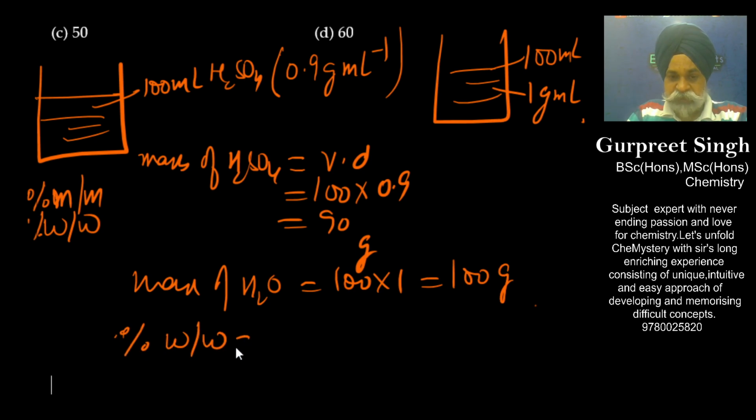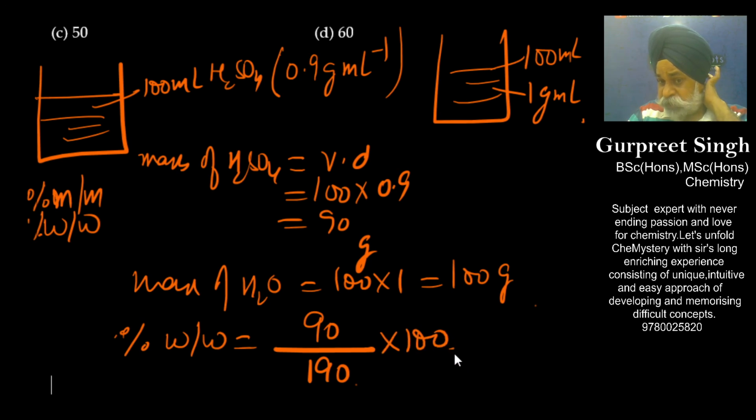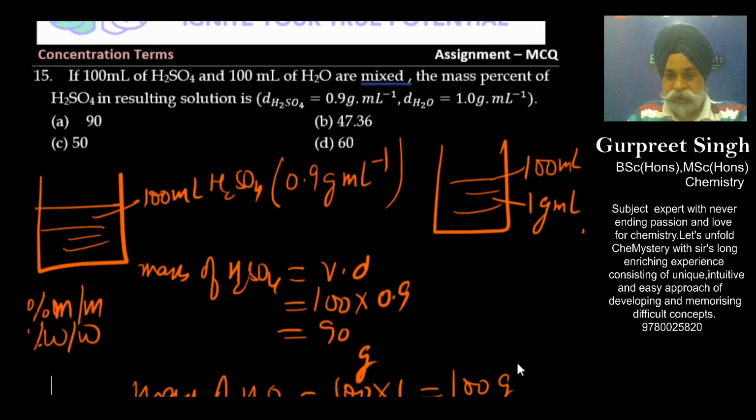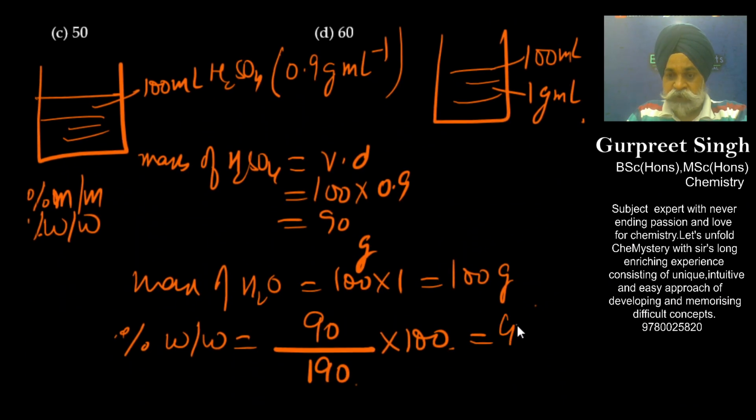So the total mass of solution becomes 190 grams. 190 grams of the solution is containing 90 grams of sulfuric acid, and if it had been 100 grams, how much of it? So this would come out to be almost 43 or 44%. So I think the option to this question would be 47.36%. I think I made my point clear.